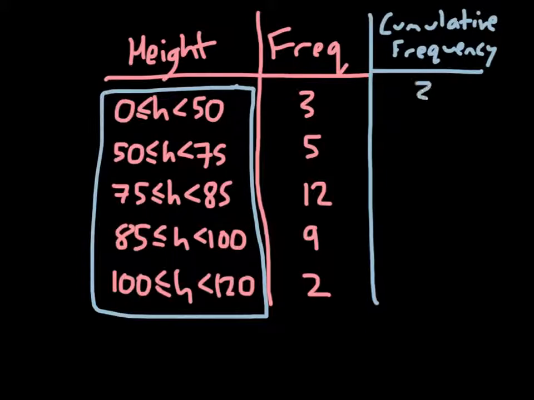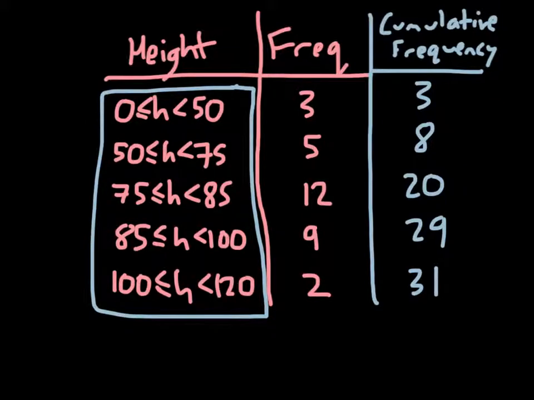So the first one is just going to match the first frequency, so that's 3. And then the next one you add on the 5, so that's 8. Then you add on the 12, so that's 20. Then you add on the 9, so that's 29. And finally you add on the 2, so that's 31.